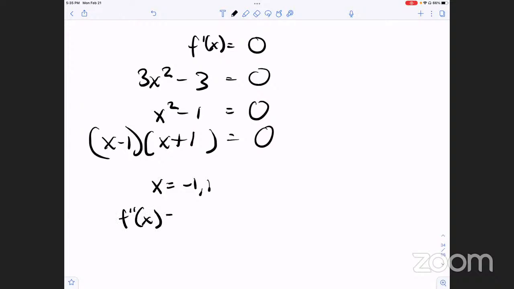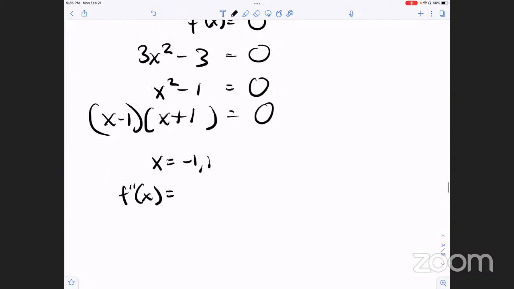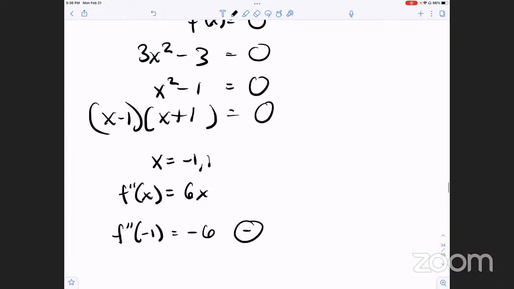And this will tell us the concavity. Right? So if we look at f double prime of -1, that's going to give us -6, which is negative. So that means it's concave down. And then f double prime of 1 is going to give us +6. Again, that's positive. So that means our graph is going to be concave up.